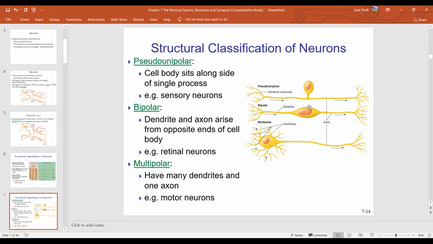Bipolar neurons, pretty much, you see here, have two poles. One is dendrite, another is axon. This kind of neurons are found in the retina and in the sensory neurons of your nose. And the most common neurons are the motor neurons. You see, motor neurons are the typical neuron which you usually see under the microscope. They are most common, and they have many dendrites and only one axon. See, so motor neurons are multipolar.